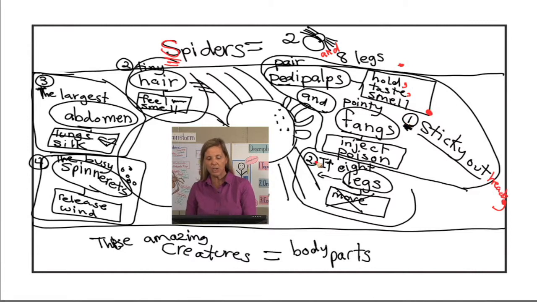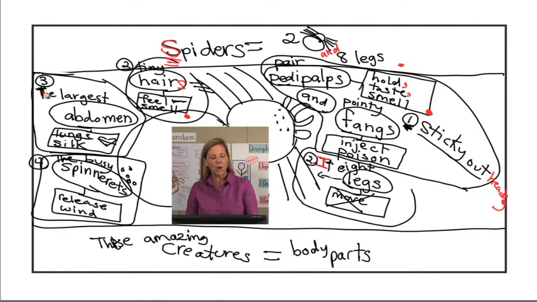Let's go to number 2. It's eight legs. So now I'm going to put a capital on it. Eight legs have tiny hairs that help them feel vibrations and smell. Period. Let's go to number three.